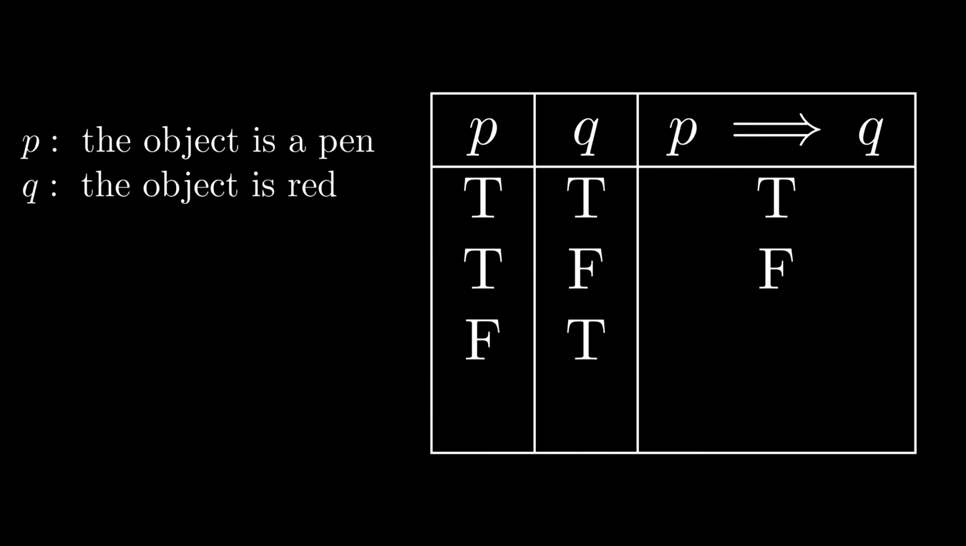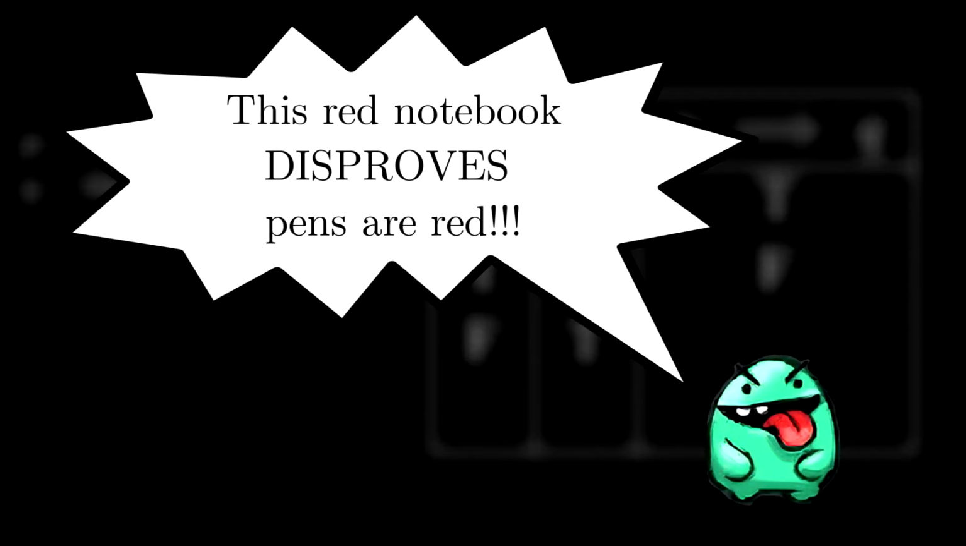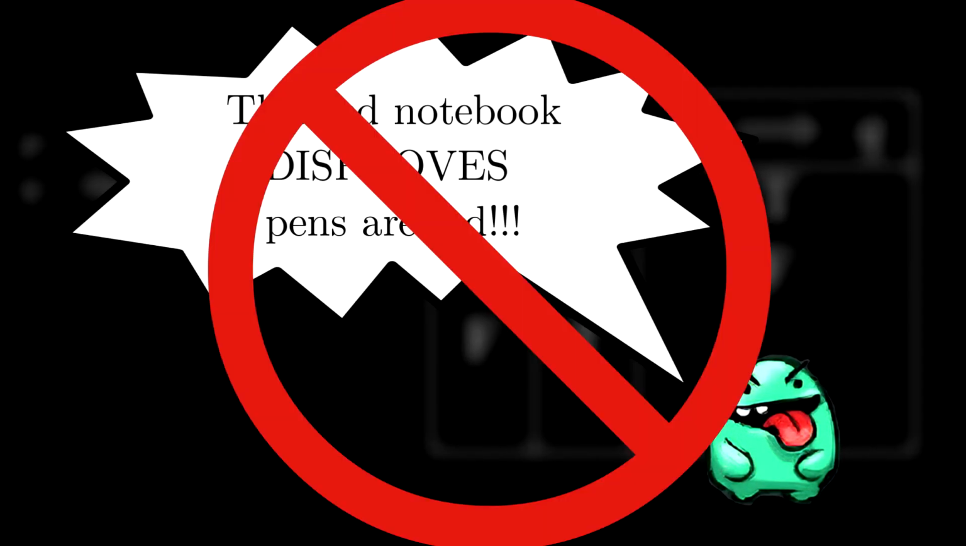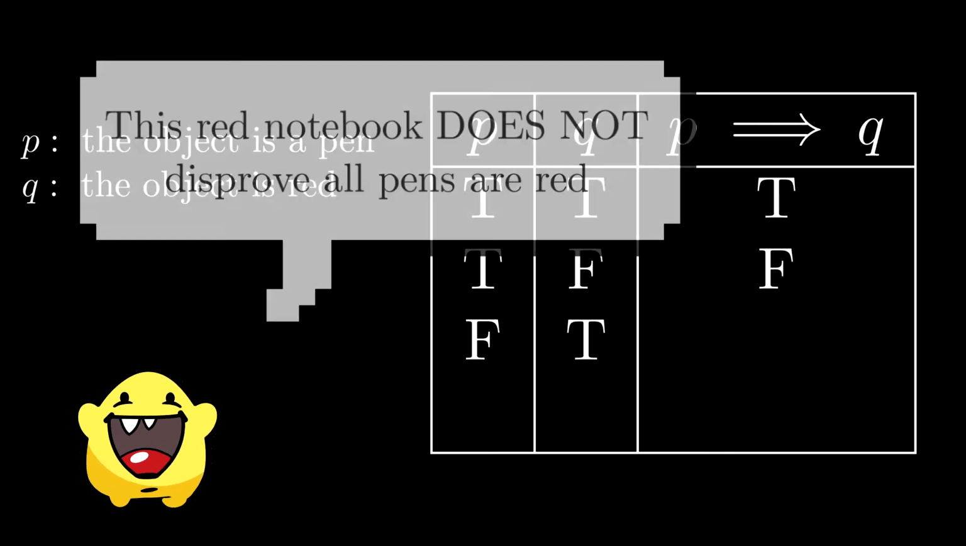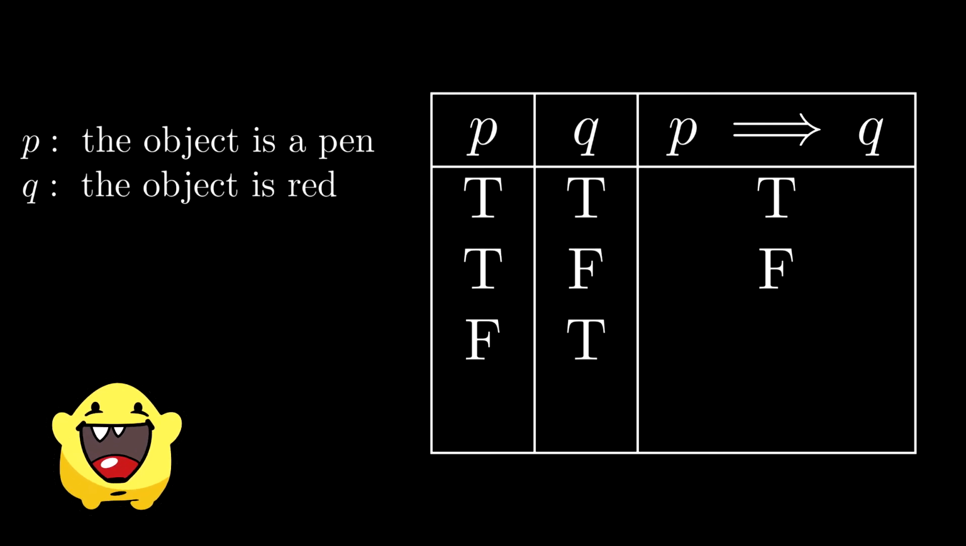Specifically, the evidence of a red notebook says nothing about whether a claim about pens is true or false, which is to say, the red notebook does not disprove it. In other words, since our evidence has nothing to do with pens in the first place, it has no relation to the claim whatsoever, and since it technically does not disprove the claim, we say it's true.